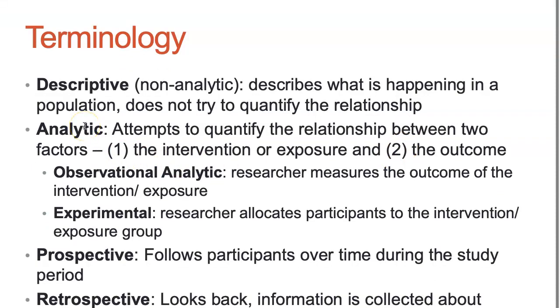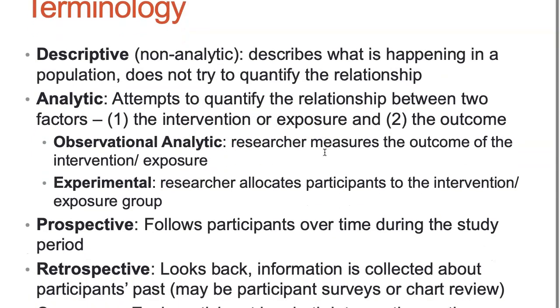Whereas an analytic, which is more experimental design, tries to quantify a relationship between two factors, we say variables: the intervention or exposure, and the outcome. So we're either trying to determine a relationship between those two or trying to see if there's a cause and effect between those independent variables and dependent variables. Okay.